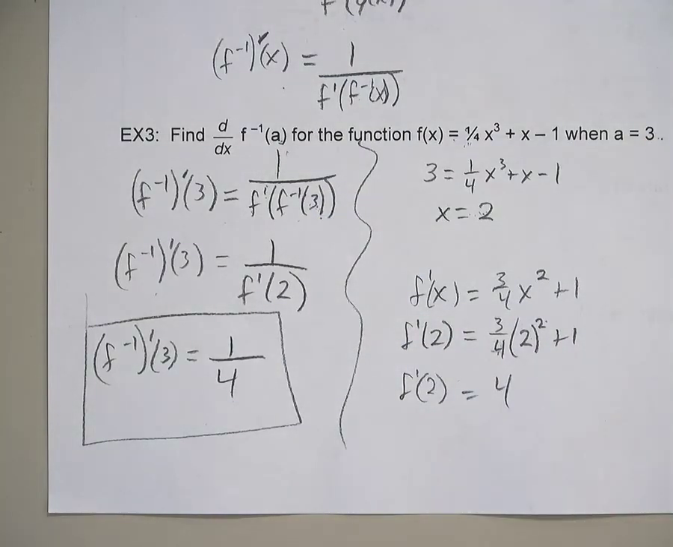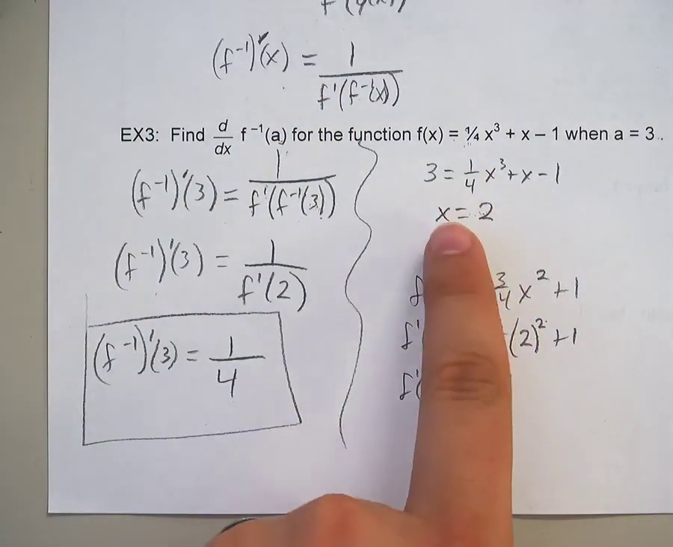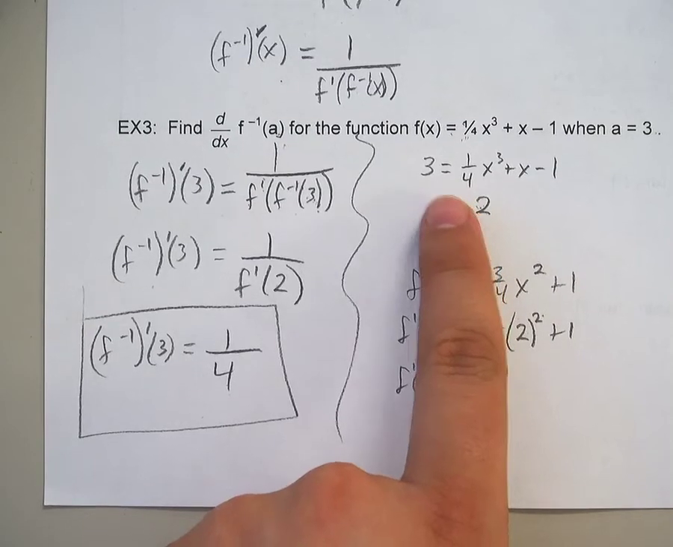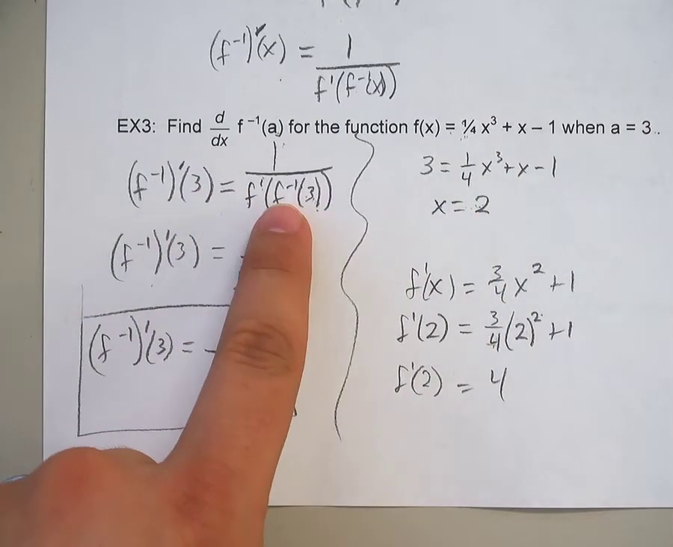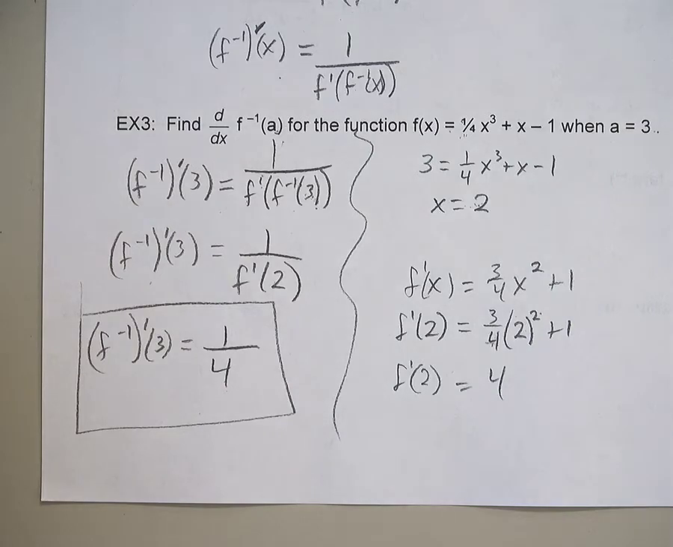And that's all there is to it. So it's really once you know the value for the x of the original, which is the y of the inverse, and once you know the derivative, it's a 3-step process. And that's really all there is to it.